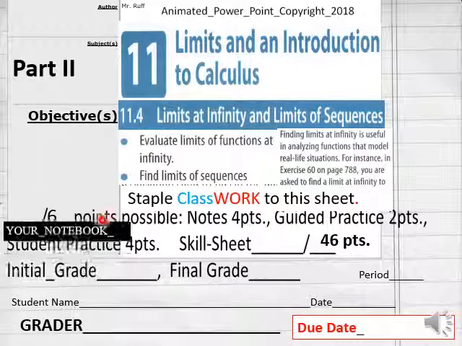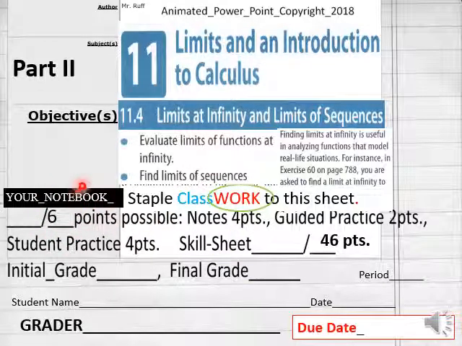And for today's lesson you have 6 points that will go into your notebook or your notebook sheet, and 46 points that will go onto your classwork sheet. Have those ready to go. And put your name, date, period here, students. And then onliners, homeschoolers, make sure you put your due date here.